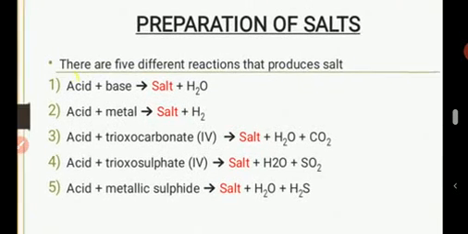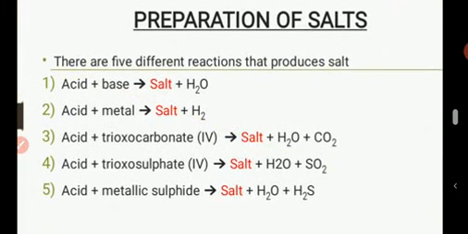You can see from this place now, there are 5 different ways by which salt can be prepared. You know all those formulas that I gave to you: acid plus base, salt and water; acid plus metal, salt and hydrogen; acid plus carbonate, salt, water and carbon dioxide. Don't forget that, you remember that. Acid plus trioxosulfate(IV), salt, water and sulfur dioxide; acid plus metallic sulfide, salt, water and hydrogen sulfide. You see that all those 5 reactions are always producing salt as one of the products.